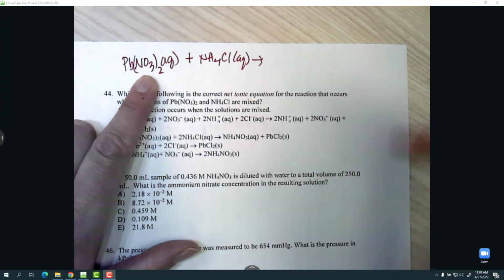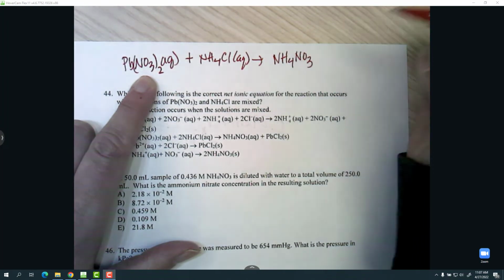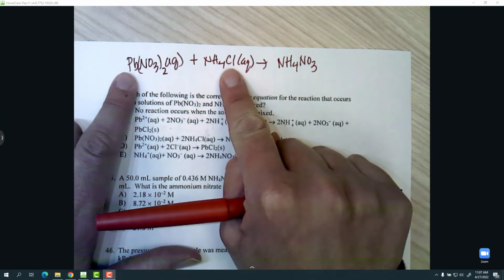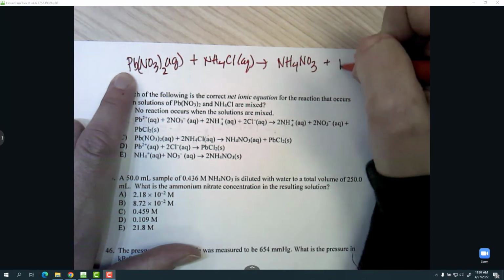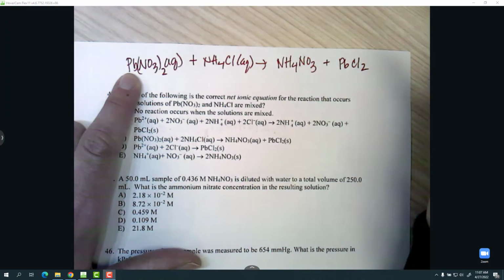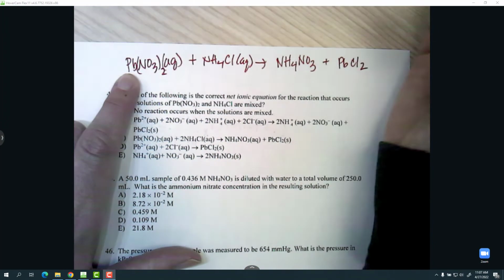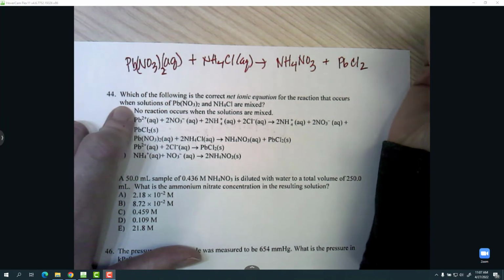The ammonium and the nitrate would bond together. They're both plus and minus 1, so they would go like that, one of each. And then the lead and the chlorine would go together. Lead is plus 2, I can tell because of the nitrate, and chlorine is minus 1, so it would be like that. You can balance it.